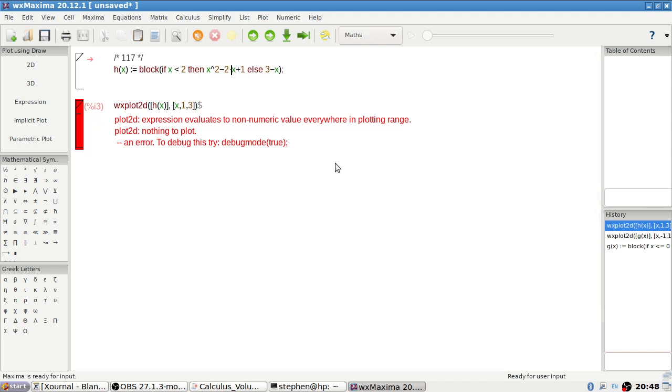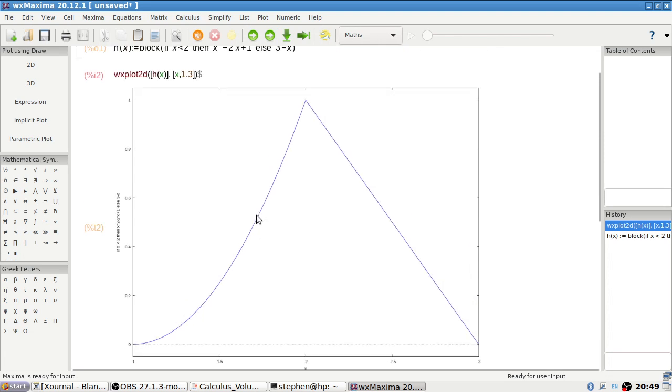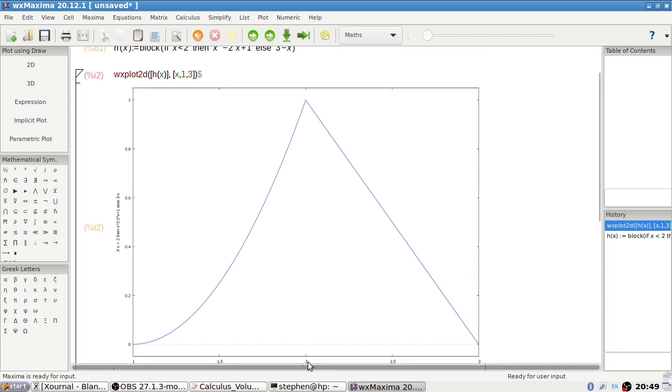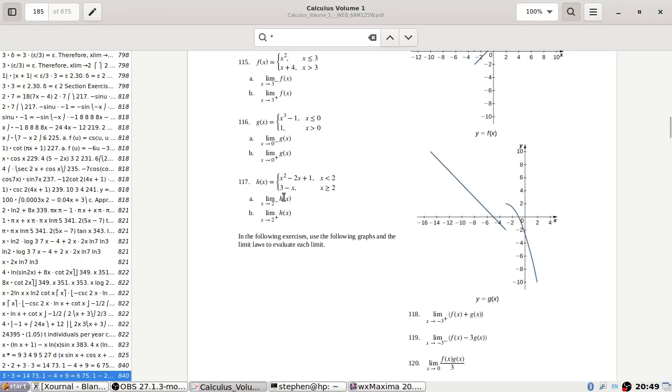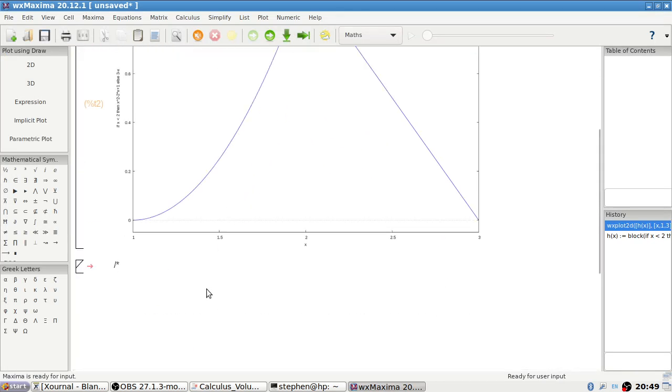Is it this of the problem? No. If x less than 2, then, that's a bit weird. Maybe. Okay, guess it just needed some brackets. And we're looking for at 2, left and right. Both cases look like it's 1. Yeah. Both limits are 1.